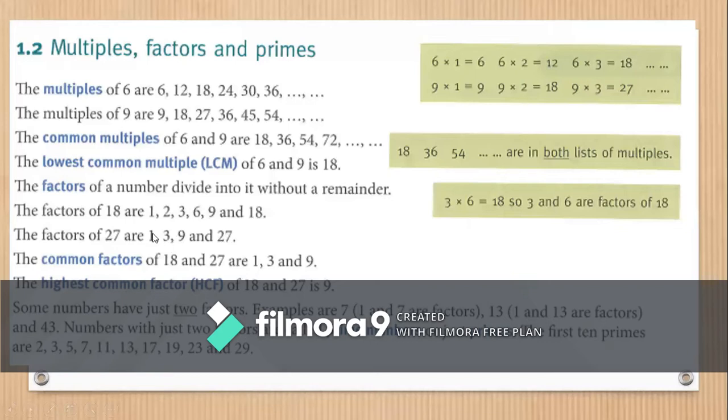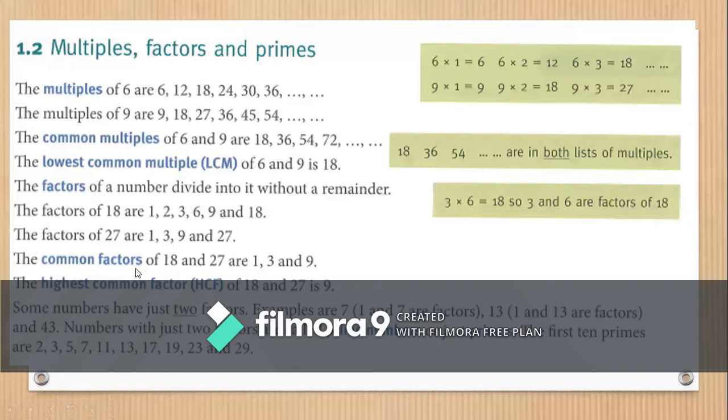Which table has 27? Does 2? No. 3? Yes. 3 multiplied by 9 is equal to 27. 4 doesn't have it, 5 no, 6 no, 7 no, 8 no, 9 only. After that there is no other number that has 27. So these are the factors. This is an easy way to find the factors.